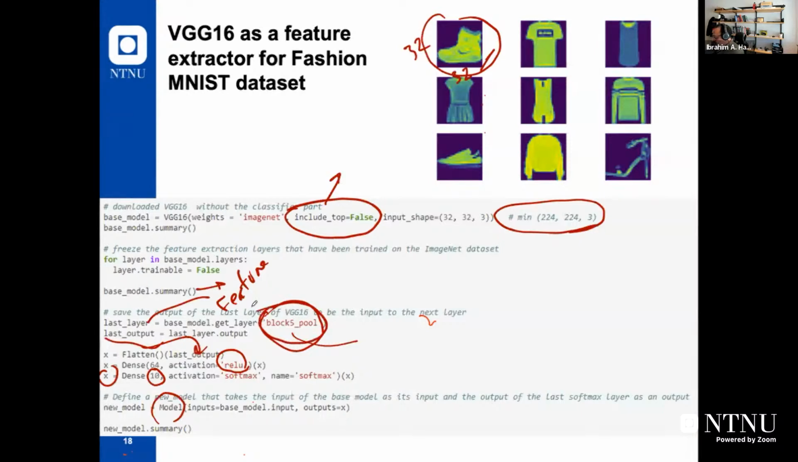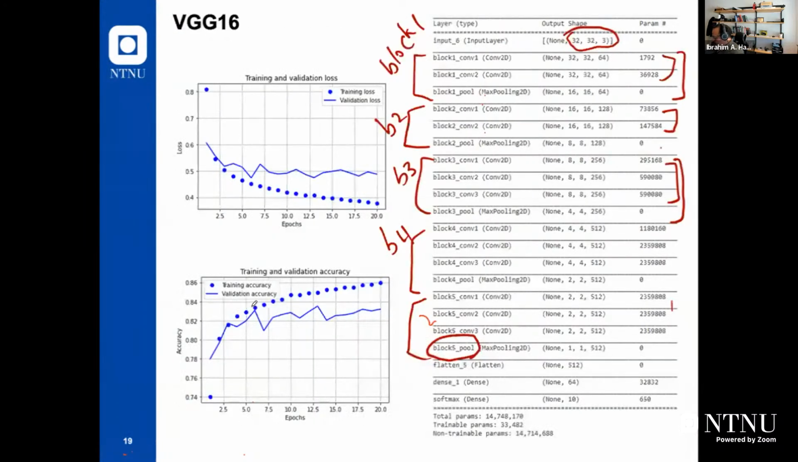If you want to get the output from this layer, now we have flatten. We will flatten the output from the 512 feature maps. After that, I will add two fully connected layers. The first dense layer has 64 units, and the softmax layer has 10 units because we need to classify each image into one of those 10 classes. So we trained the model using 20 epochs. And this is the training and validation loss, and this is the training and validation accuracy.